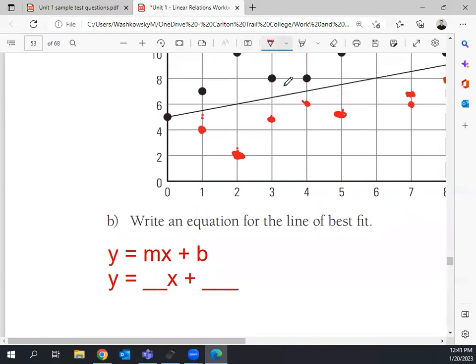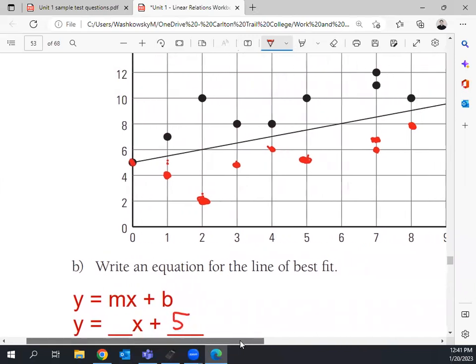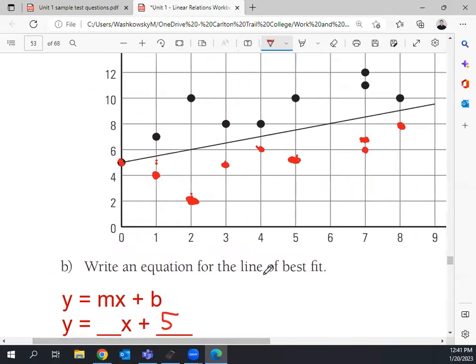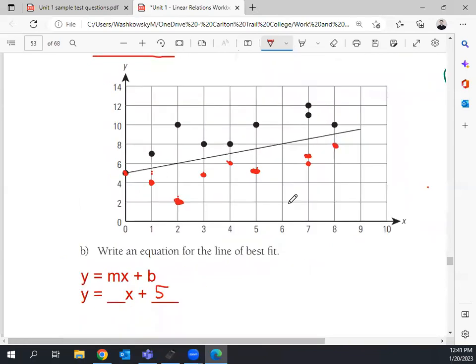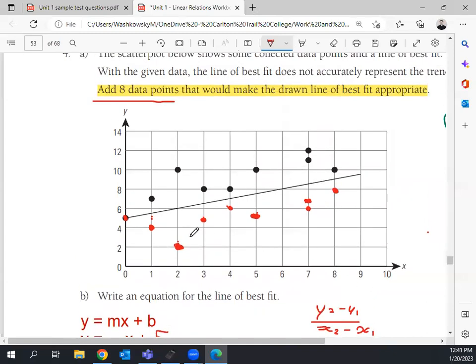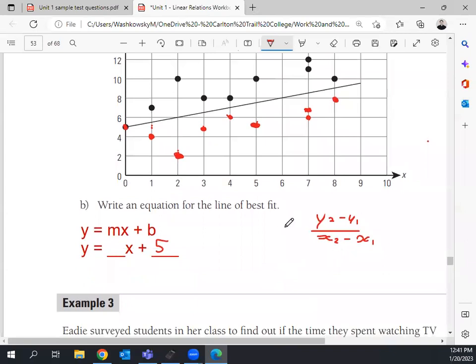So what's my Y-intercept? This is the thing we just practiced. 5. It crosses the Y-axis at 5. And so then I just need to do my slope. Now, first off, I know if I need to find slope, I can do this y2 minus y1 all over x2 minus x1. I'm not going to do that in this case because I have a scatter plot with a straight line. And when I have those two things, how else can I get my slope?